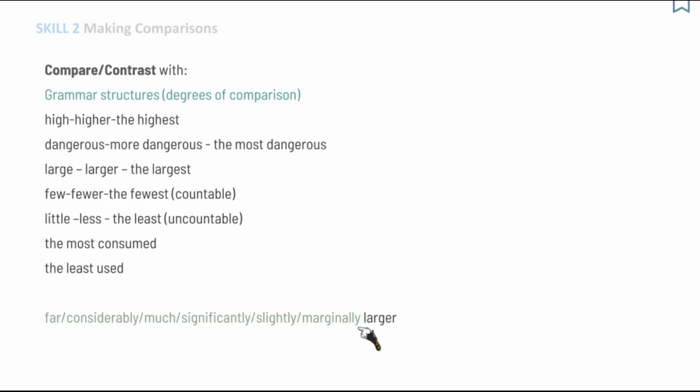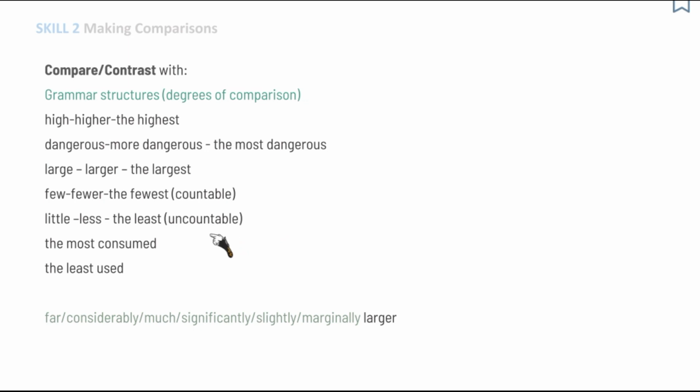Next, we're going to talk about several grammar structures that we can use to make comparisons. When we compare something, we will have to use degrees of comparison. High, higher, the highest. Dangerous, more dangerous, the most dangerous. Or large, larger, the largest. So we will have to use degrees of comparison because we are comparing something. I would like to draw your attention to these 2 words over here. Lots of mistakes here.